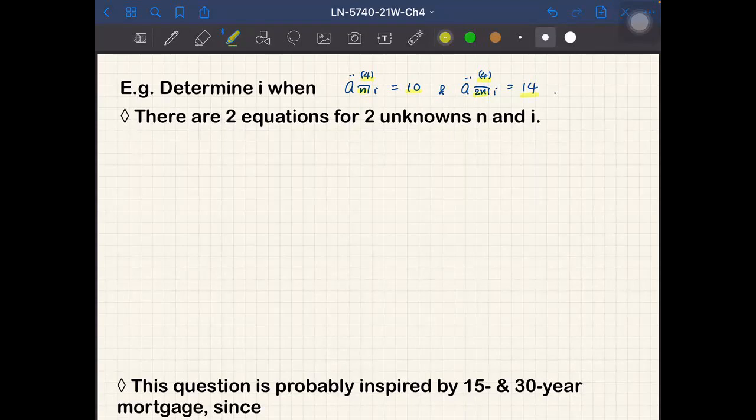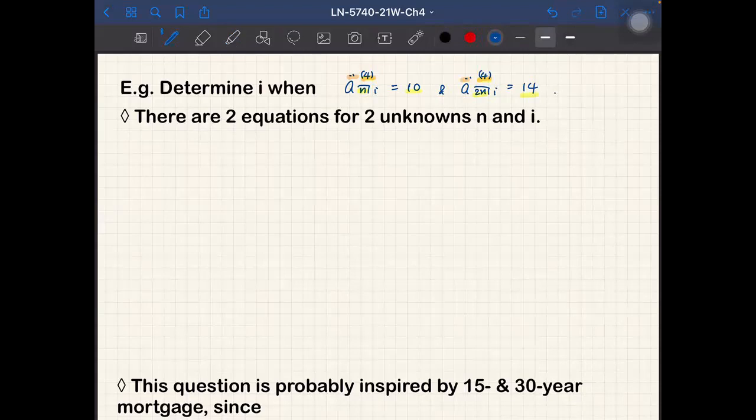Okay, so we want to calculate i. Basically, this is a system of equations. We have two parameters, n and i, and we have two equations, so we should be able to solve for n and i. But you can see that this is a little bit complicated because we have double dots and also the superscript 4. So we will use the theorem to cancel the double dots and superscript m.